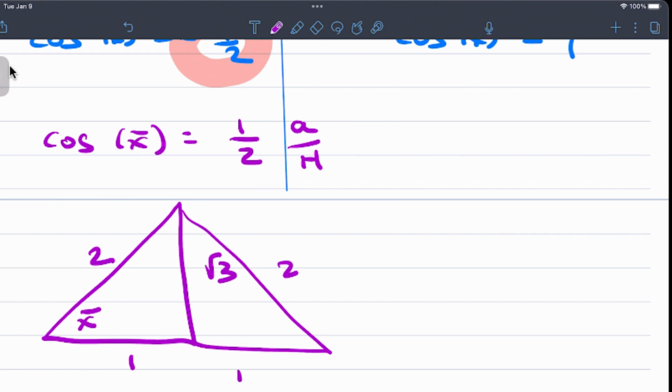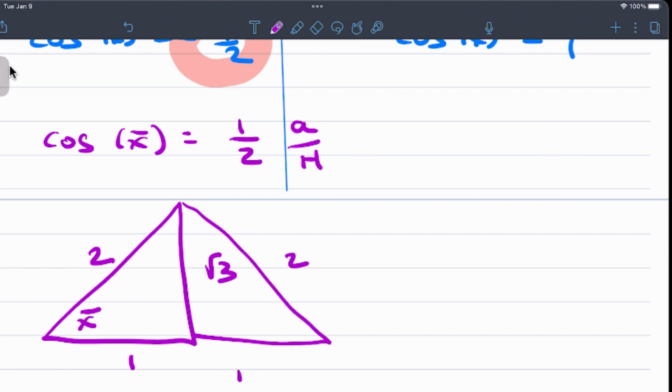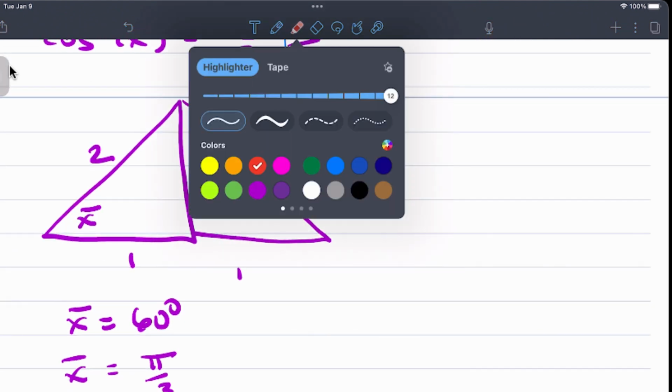Because that's going to be the special triangle. I know my triangles look horrible. Look at that. Is that true? You guys okay with that reference angle?